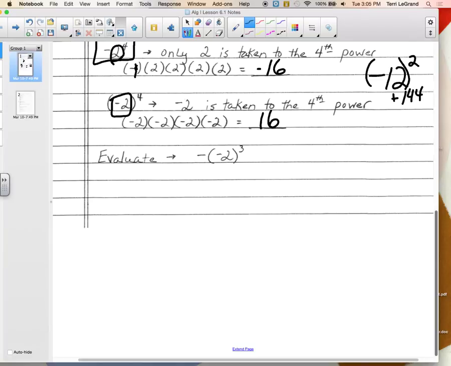Okay, all of you in favor of -8? If you're right, you get out of class early. So anybody want to go with -8? Going once, going twice. Hunter, you think it's -8?